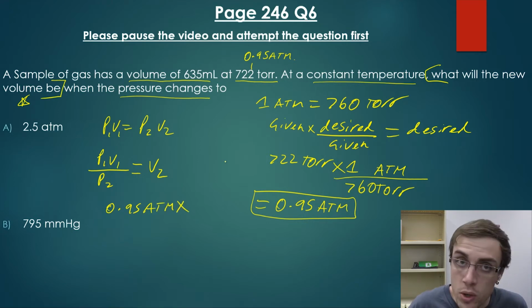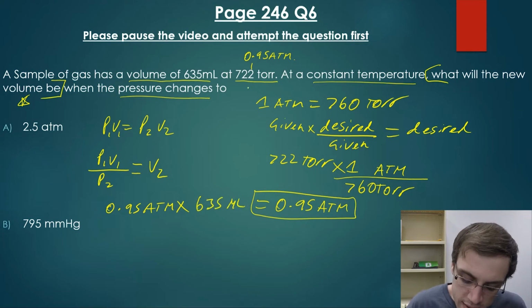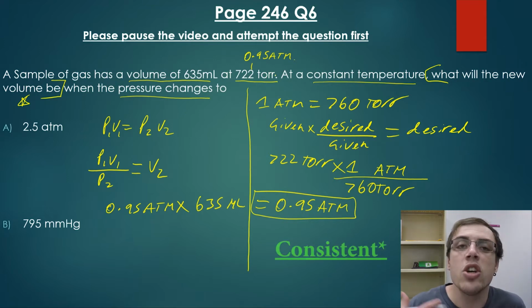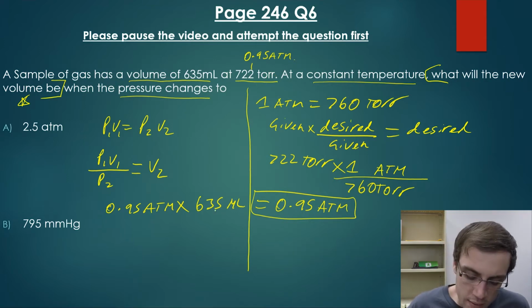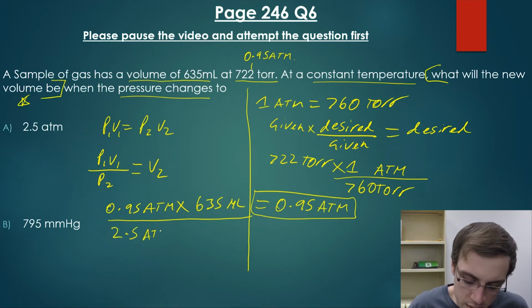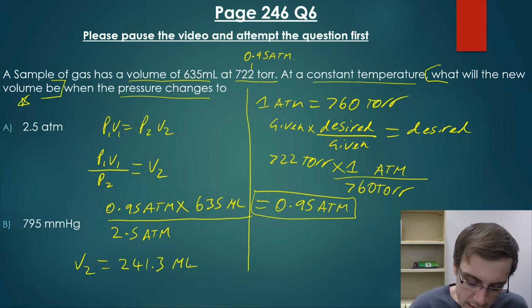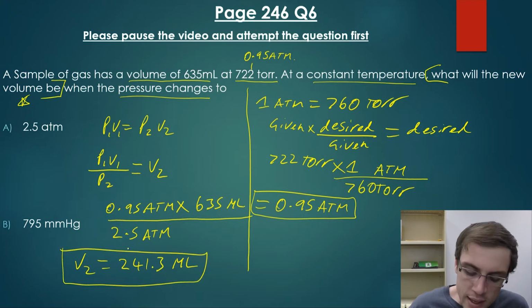Multiplied by volume 1, which is 635. It's okay for this to stay as milliliters as long as we keep it constant. So we have 0.95 atmospheres times 635 milliliters divided by 2.5 atmospheres, which means our V2 is going to equal, if we punch that into the calculator, 241.3 milliliters. And that is our new volume. That's what it's going to change to.